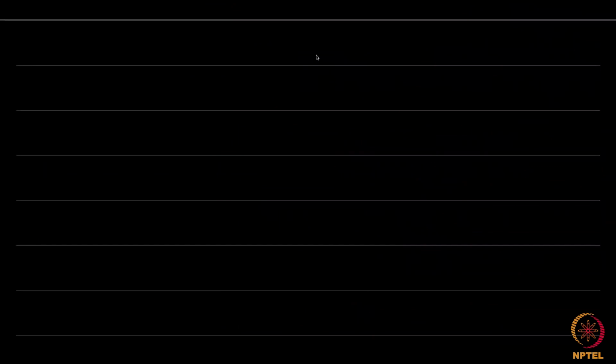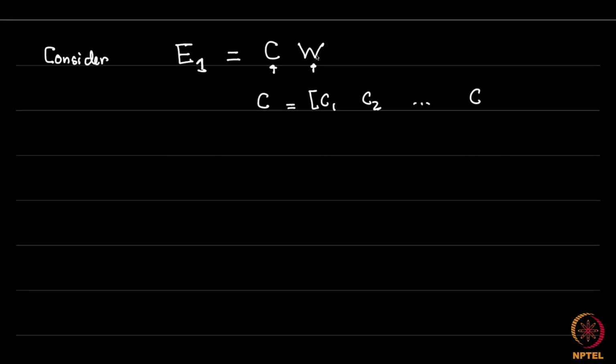So now consider terms of 2 forms. I am going to say some matrix E1 is, let's say, C times W, where C is a matrix and W is a matrix. So for example, C could be C1, C2, Cn, and W could be W1, W2, Wn. It doesn't matter whether we start with 1 or n, I am just trying to derive a general result.